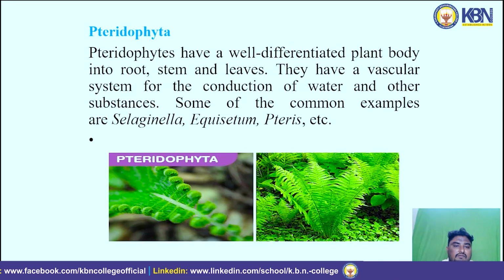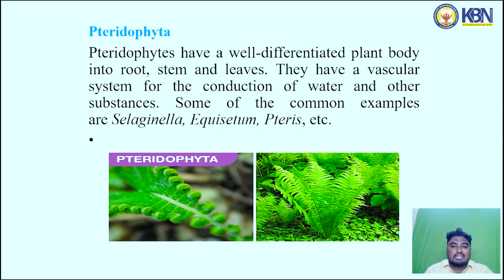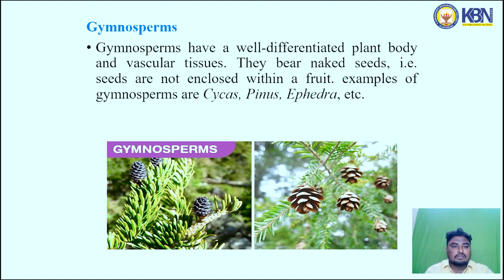Next one is the pteridophytes. Pteridophytes have a well-differentiated plant body into root, stem and leaves. They have a vascular system for the conduction of water and other substances. Some of the common examples: Selaginella, Equisetum, Pteris, etc. Gymnosperms. Gymnosperms have a well-differentiated plant body and vascular tissues.